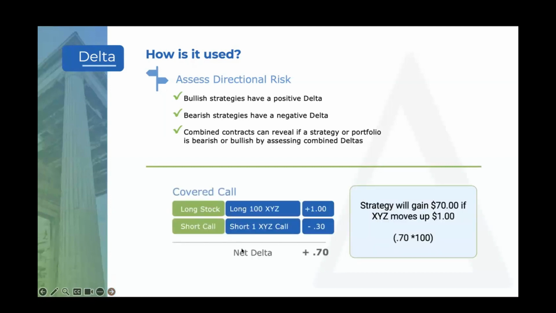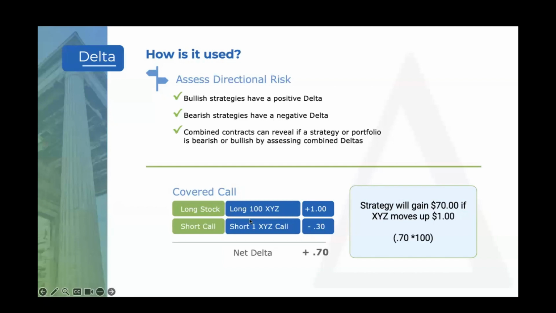So covered call is a great example. If we're long 100 shares of stock, that's a delta of 1. If we sell a short call, it's going to be a negative delta. That reduces our net deltas, which absolutely makes sense. I don't even have the strike here, and I know that this is an out of the money option.